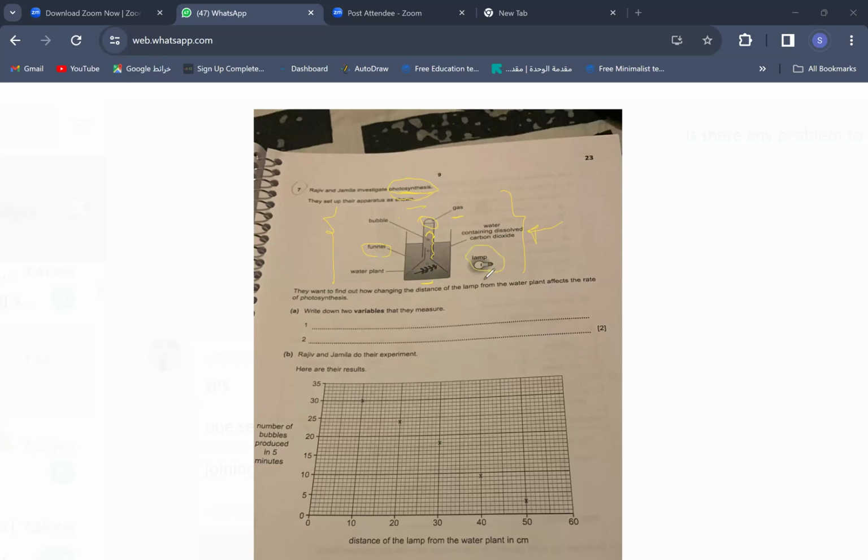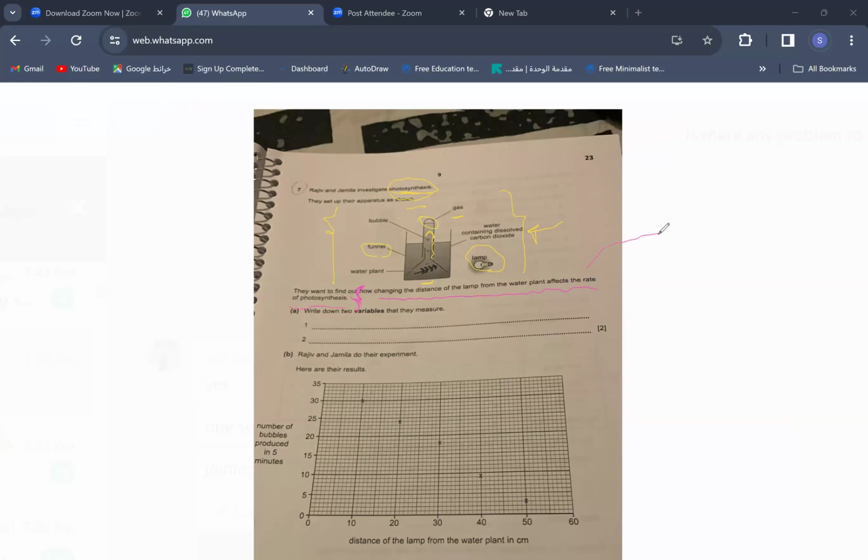Okay. They want to find out how changing the distance of the lamp from the water plant affects the rate of photosynthesis. This is the scientific question that they are investigating. Starting from how. This is the investigation question. The distance of lamp from water plant affects the rate of photosynthesis.